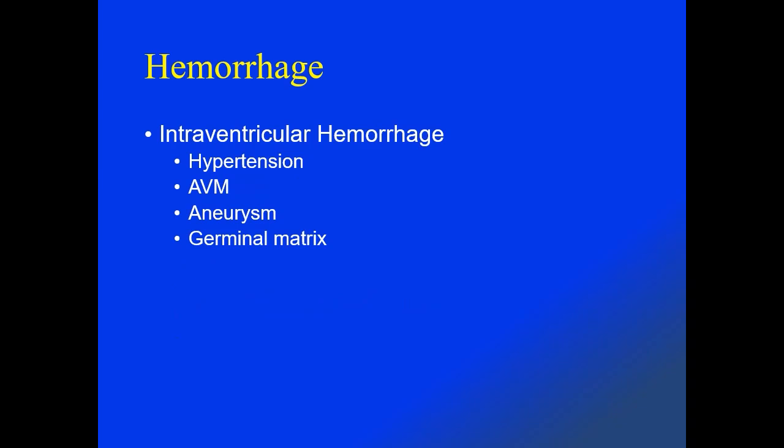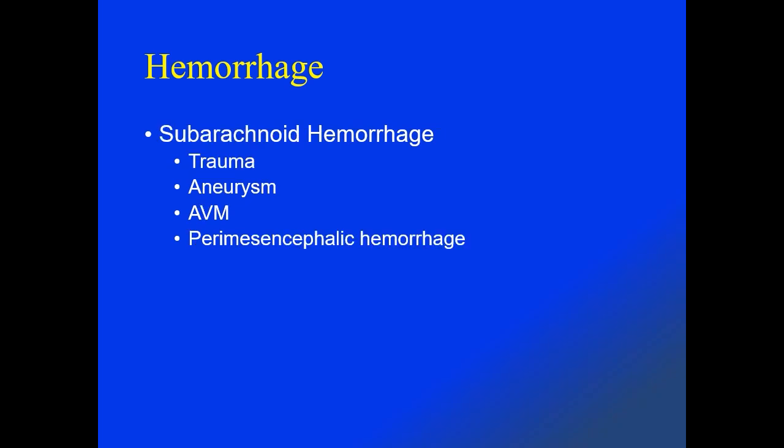Intraventricular hemorrhages are typically a secondary phenomenon with extension of hemorrhage from adjacent tissues caused by hypertension, AVM, aneurysm, or germinal matrix hemorrhage in neonates. Subarachnoid hemorrhages are most commonly due to trauma. The most common non-traumatic cause for subarachnoid hemorrhage is a rupture of a brain aneurysm.